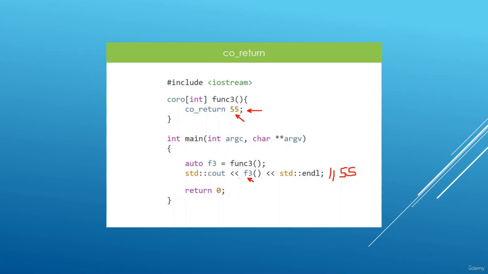So if we try to resume this coroutine by calling f3 again here, this is going to blow up because we are trying to resume a coroutine that has already run to completion. This is what you can do with the co_return operator.